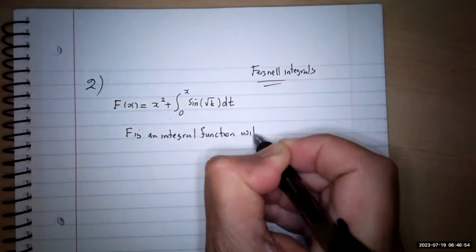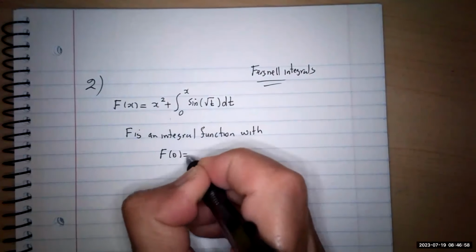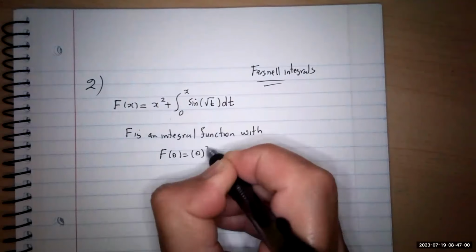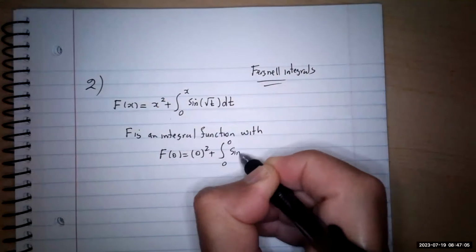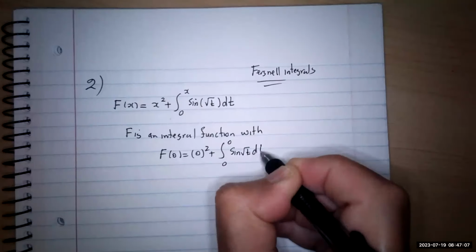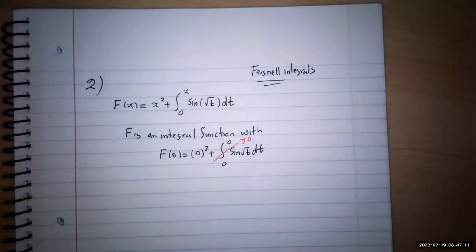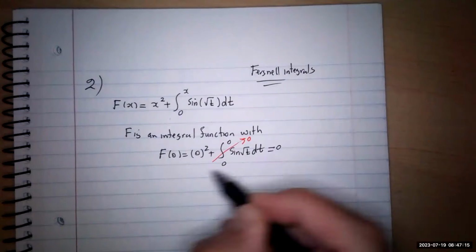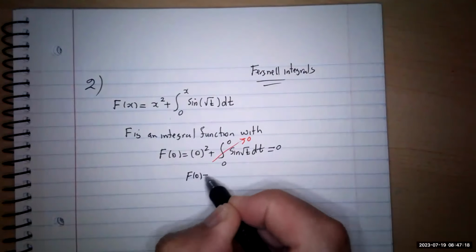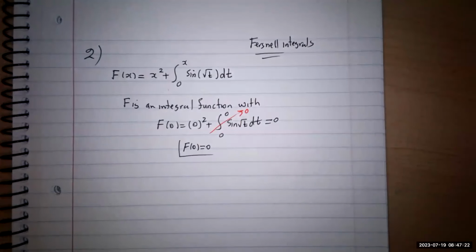Again, if you want to find f of 0, it's going to be 0 squared outside. And for the integral, it's 0 to 0 of sine of radical t dt. But we know that the integral from 0 to 0 is 0. And this is 0 as well, so f of 0 is equal to 0. Okay, so this is another type. Question?